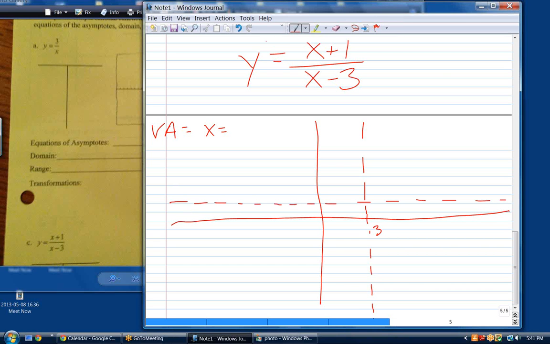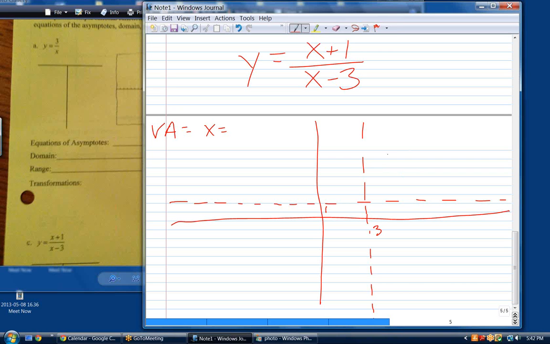If I would have made it like this, then the horizontal asymptote would be y equal 2, just whatever the ratio of the coefficients are. Now, I know that this is either going to be this way, or this way. Hyperbolic equations are always going to be like that. So let's figure out which quadrants we're in.